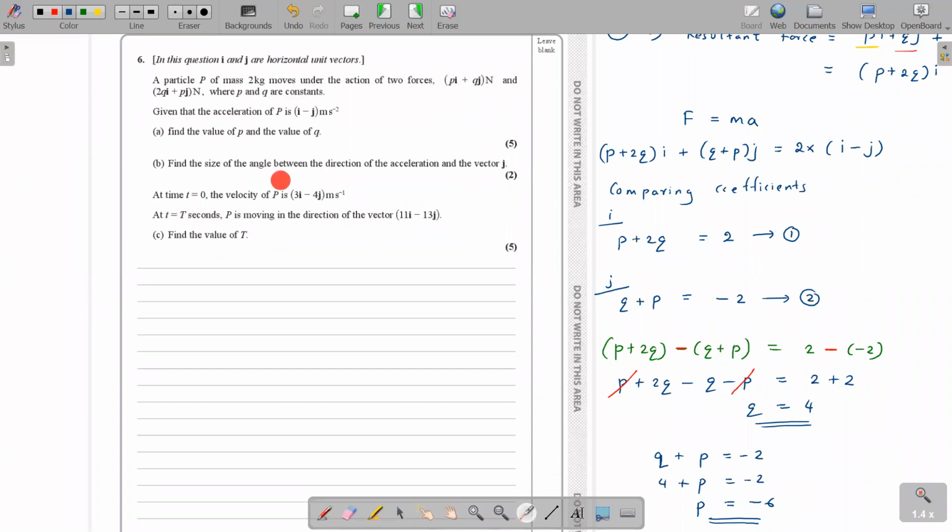Part B, find the size of the angle between the direction of the acceleration and the vector J. So what do they want? The angle between the direction of what? Acceleration and the vector J. So acceleration is given to you as I minus J, right? How do we get the direction?